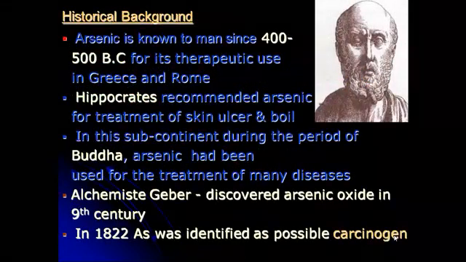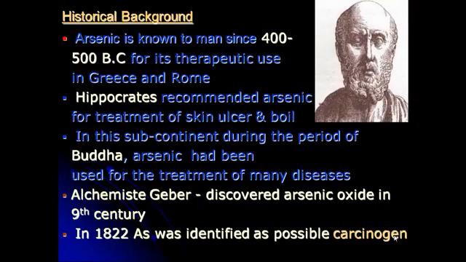Historically, arsenic is a very old thing, especially 400 to 500 years before the birth of Christ. It was used for therapeutic purposes in Greece and Rome. Even Hippocrates used it, and many other historical persons used it. And you know well, one of the Arabic scientists, an alchemist, first discovered arsenic oxide, and he suspected it was like poison.